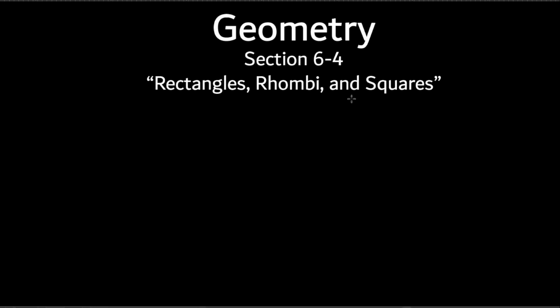All right, so here we go. Rectangles, rhombi, which is the plural of rhombus, and squares. So we got a bunch of theorems. Let's do the first one. It says the diagonals of a rectangle are congruent.